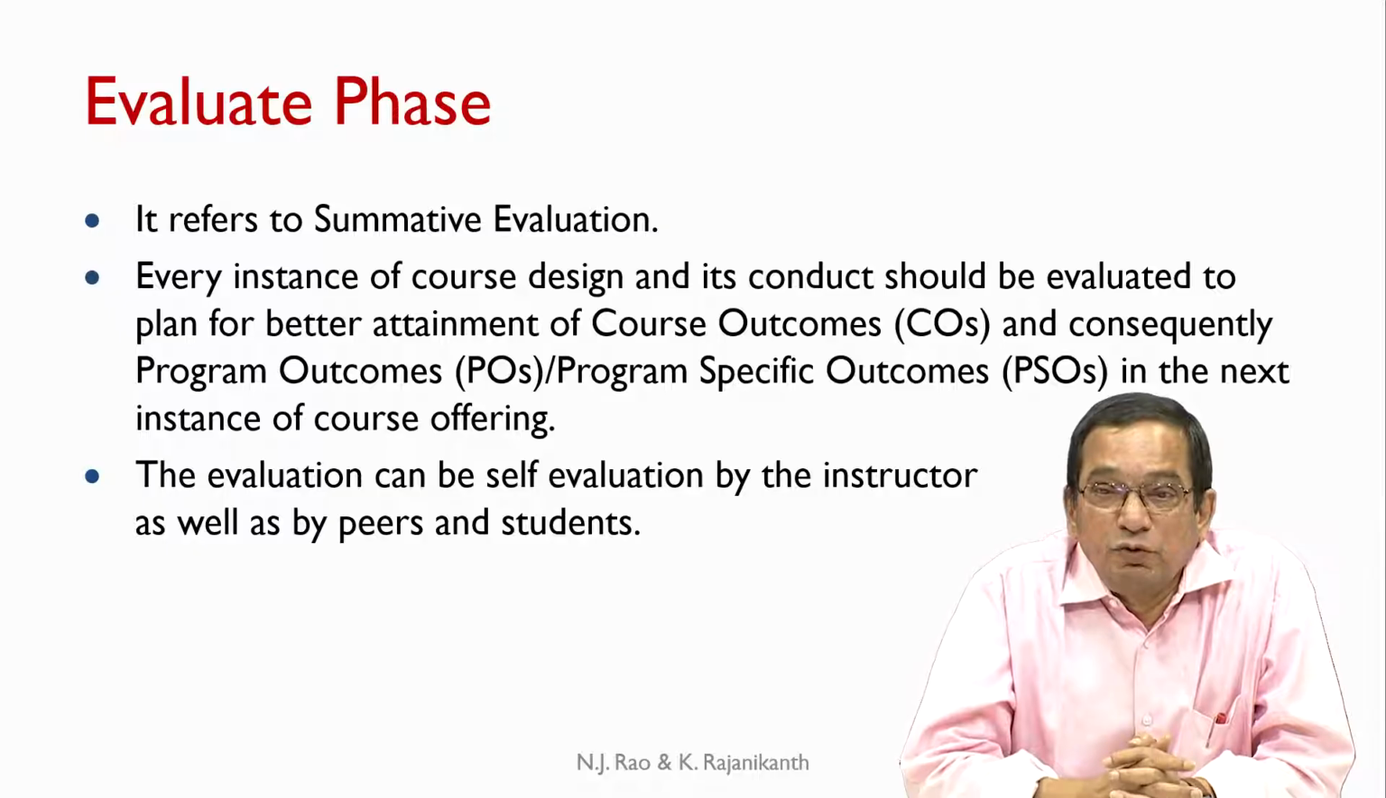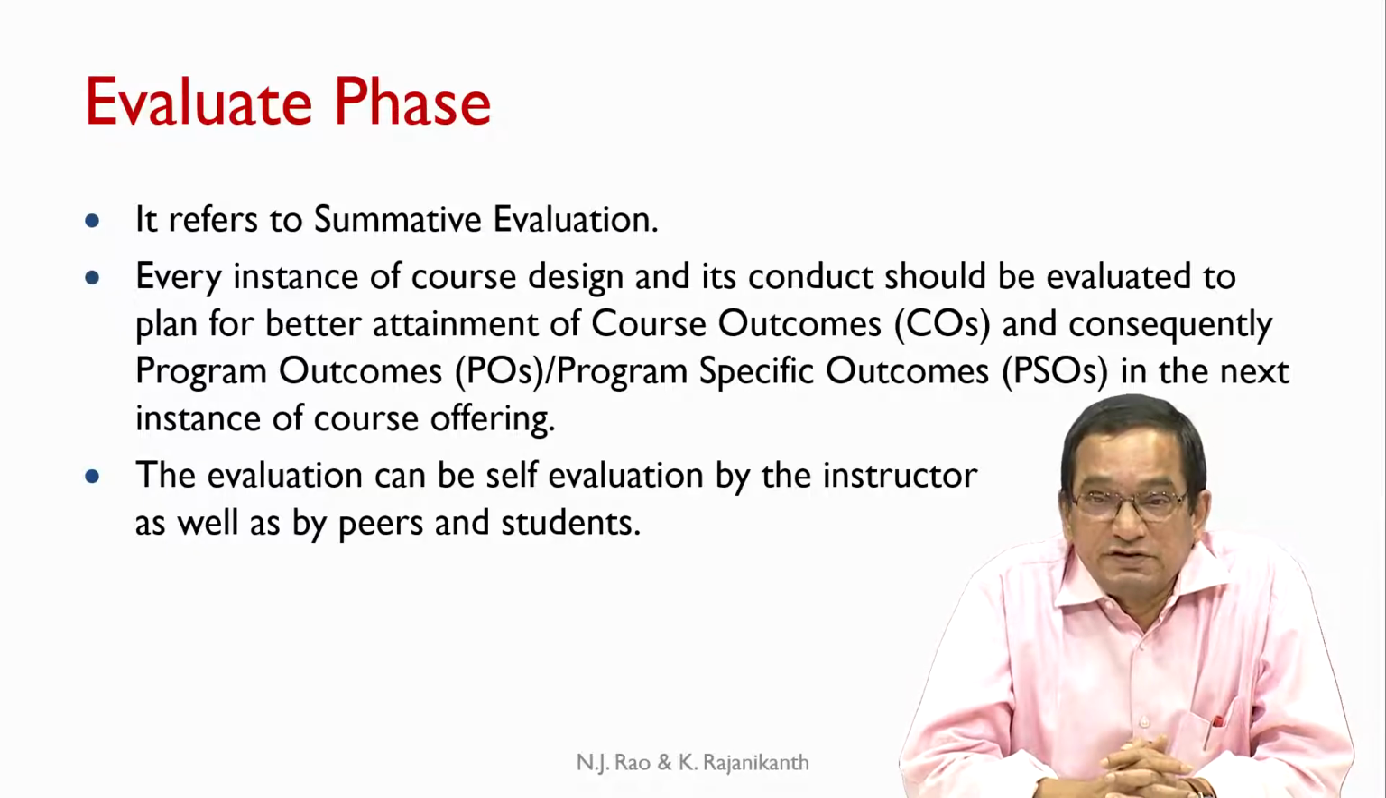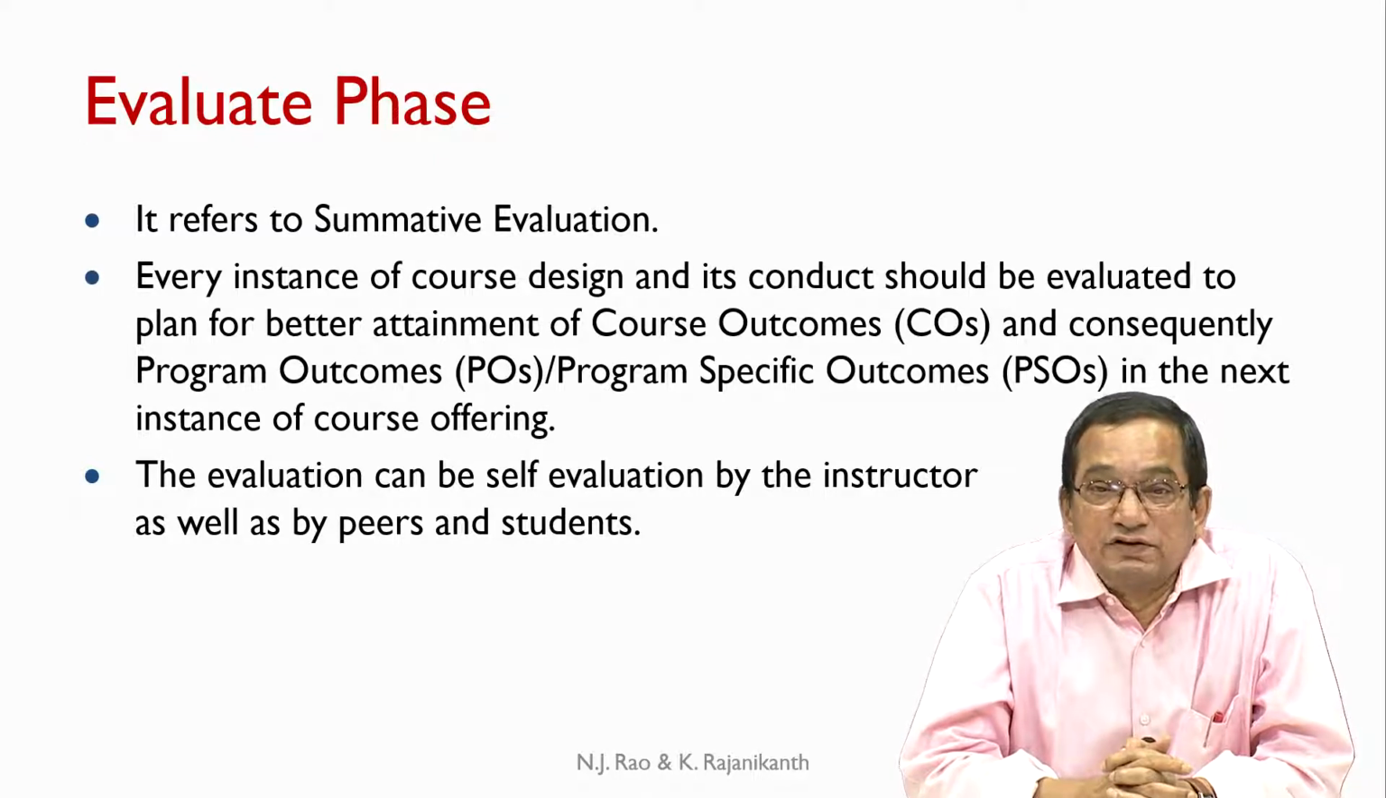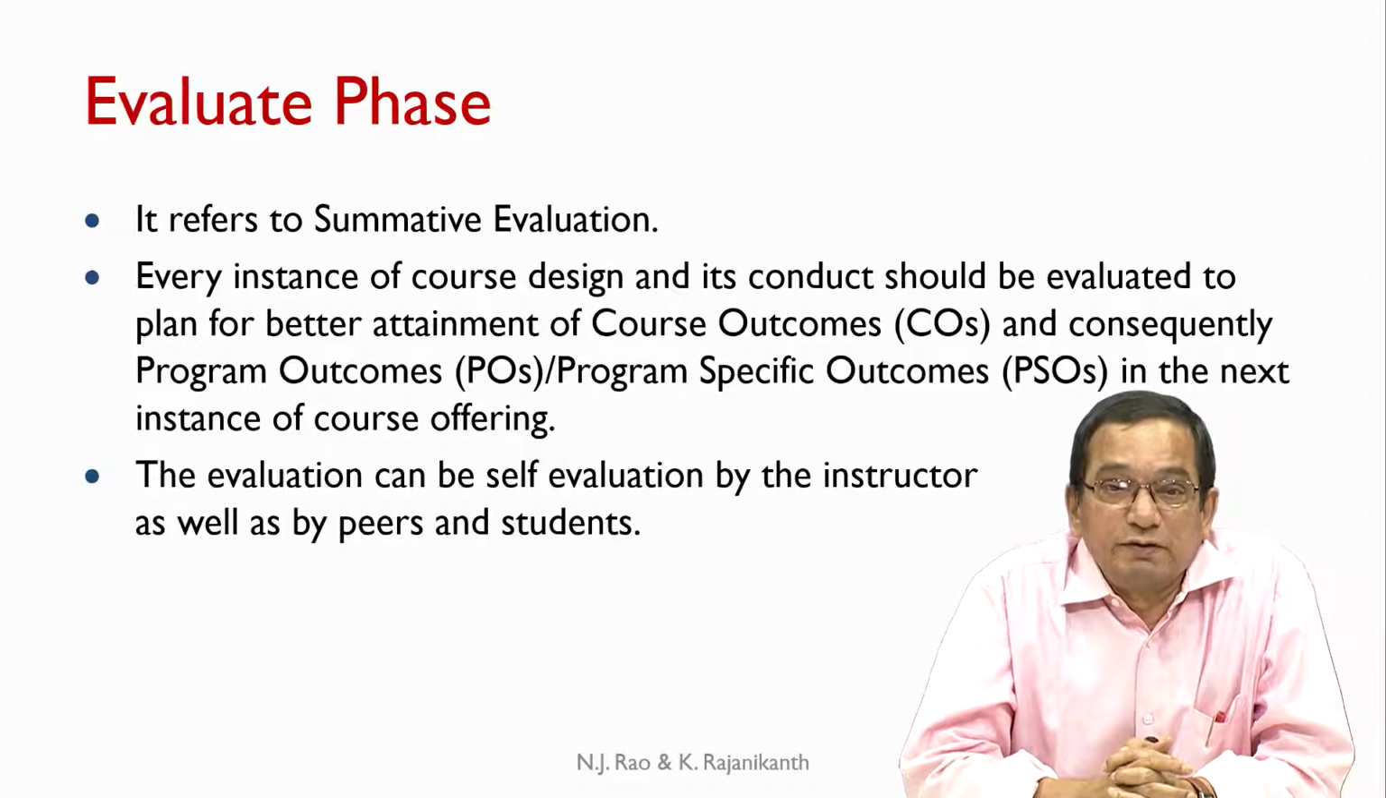Thus, this improvement work occurs at two levels. At the course level, we are closing the quality loop by ensuring that the attainment levels of the course outcomes are better next time, and at the program level, we are ensuring that the attainment levels of program outcomes and program specific outcomes are also improved at the next level.